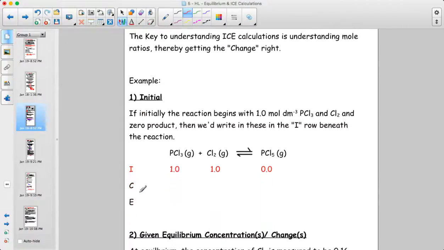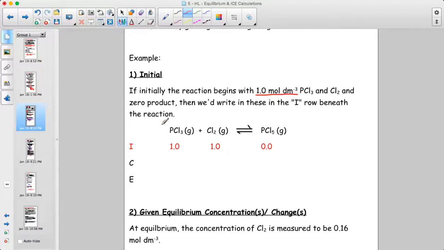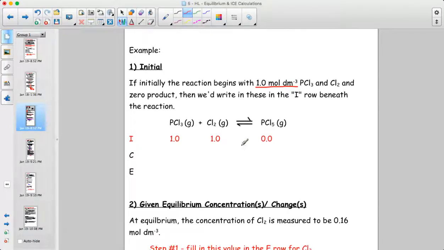So it's best understood with an example. We'll start with a simple one. All the coefficients are 1. This is sort of a classic equilibrium that they'll use on the IB exam. So let's say that initially the reaction begins with 1 molar PCl3 and Cl2 and no product. Kind of logical. Oftentimes you'll start with no product.